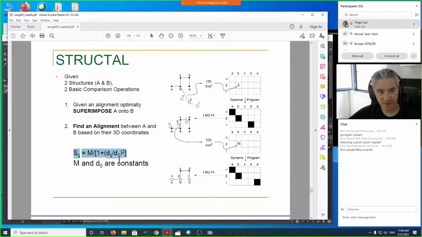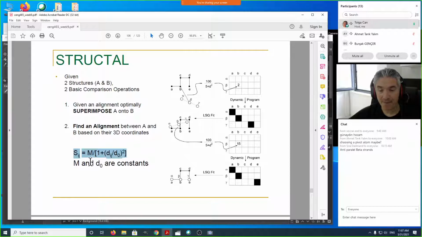So M is a constant. By using these two constant numbers, the distance between i and j appears in the denominator, so the smaller the distance, the larger the score is going to be. For example, when Dij is equal to 0, the entire denominator is going to be 1 plus 0. So this is 0 divided by some constant square, it will be 0. And 1 plus 0 is going to be 1.